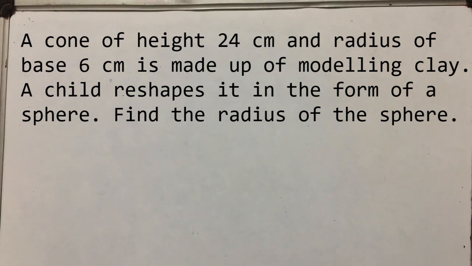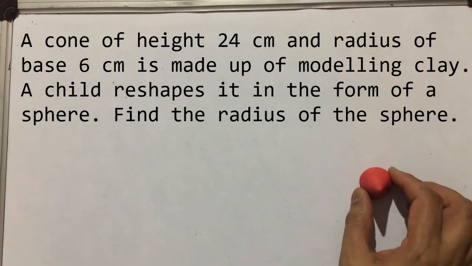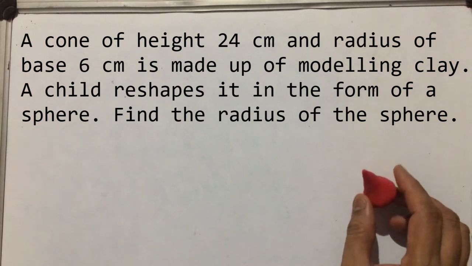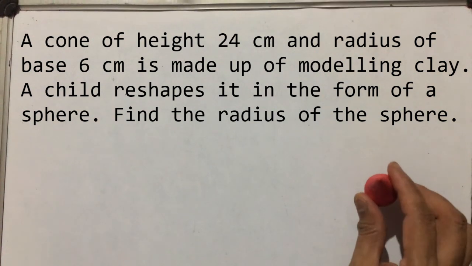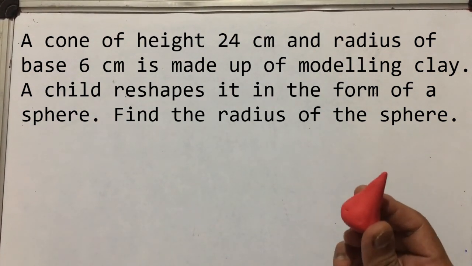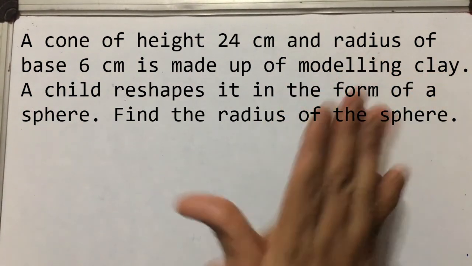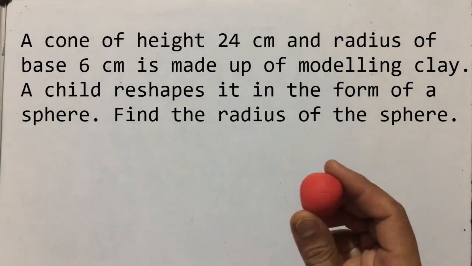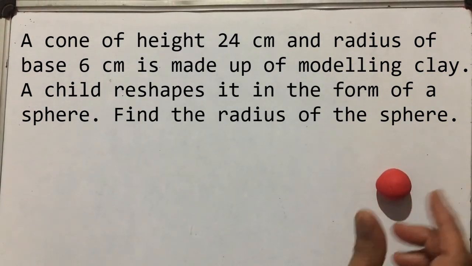Suppose a cone of height 24 centimeters and base radius 6 centimeters is made of clay. A child reshapes it into the form of a sphere. We have to find the radius of the sphere. If I convert this cone into a sphere, is there any change in its volume? No. Only there is a change in its shape. So let us solve this problem.